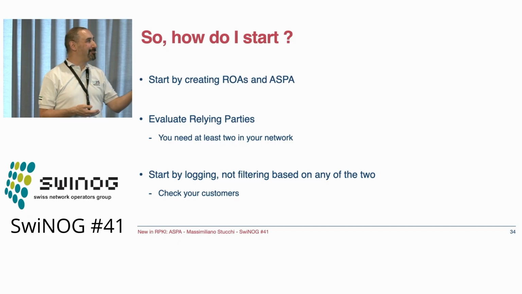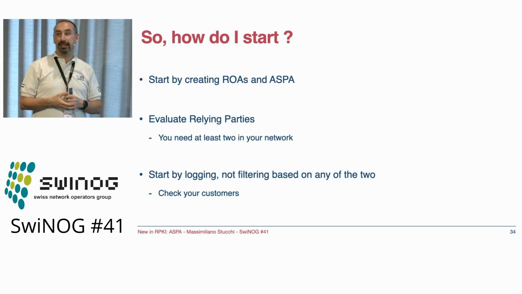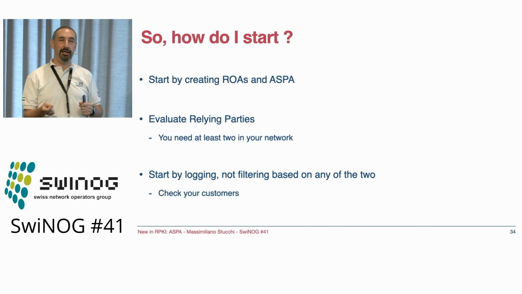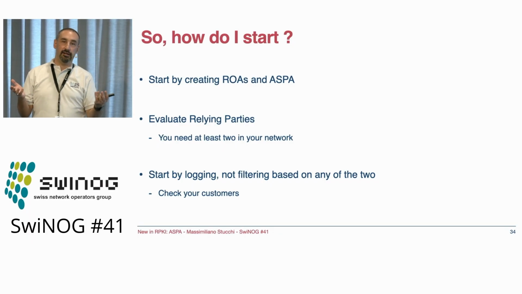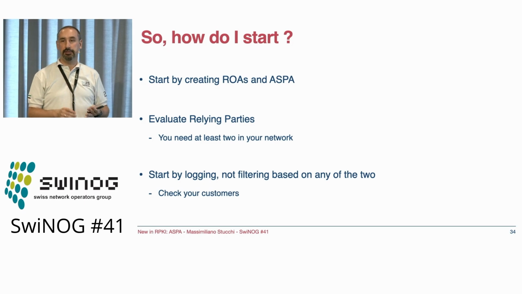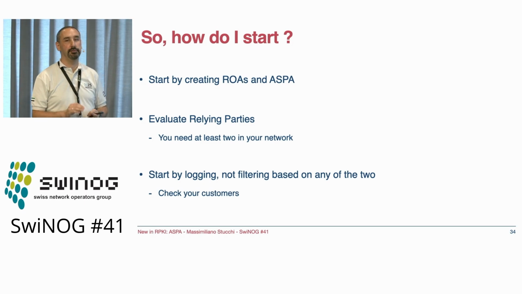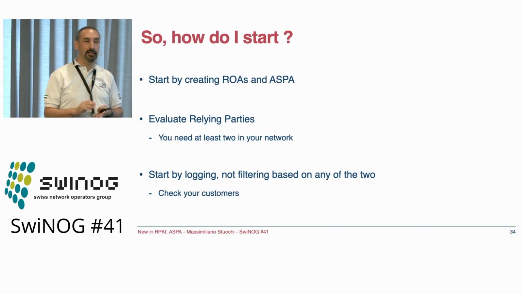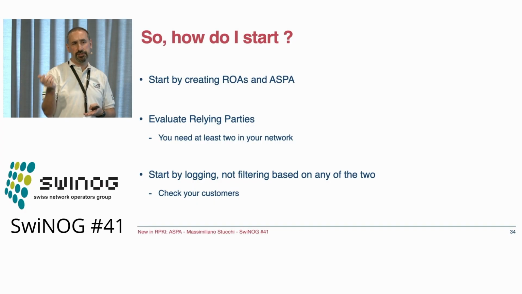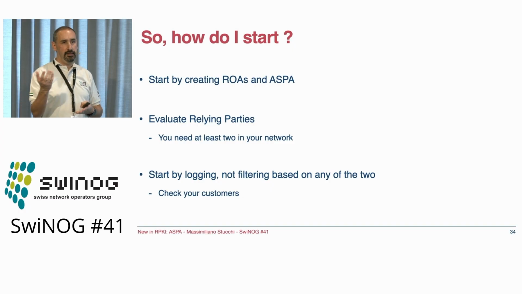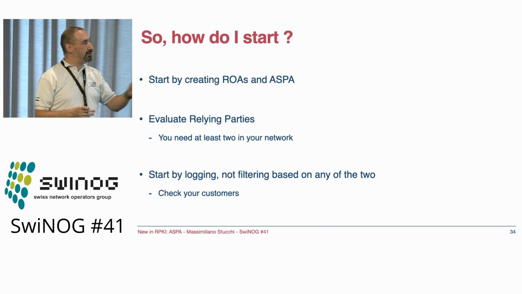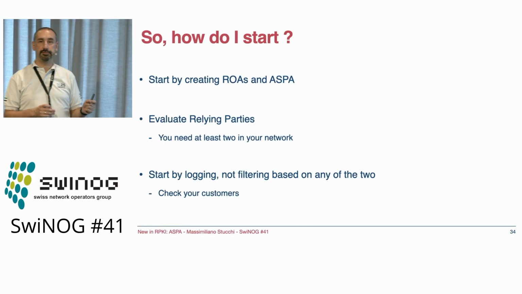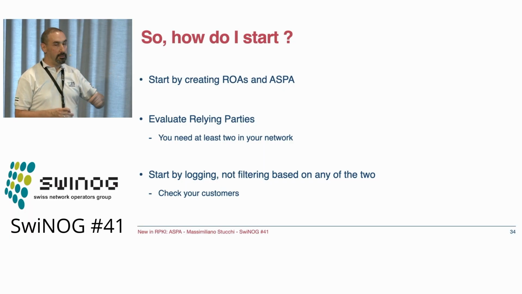But yes. Then the next step would be evaluating relying parties. When I say relying parties, I mean the software that does the validation, the validators. You need at least 2 of them in your network. There are 3 of them, actually 4 you could run. You could run Routinator, you could run Fort, you could run RPKI client. And then there is also an additional piece called RTRTR that you could run with RPKI client. And my suggestion would be to start logging and not filtering based on ASPA.